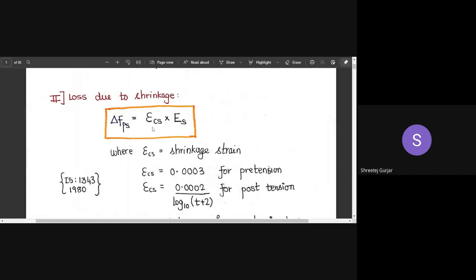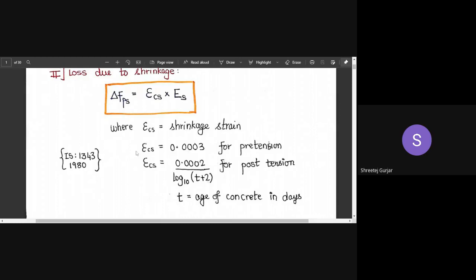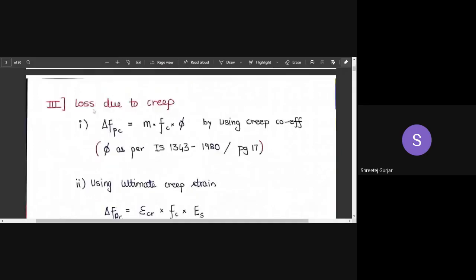Next loss was loss due to shrinkage, wherein we had the shrinkage strain, multiplied by the modulus of elasticity of steel. If you multiply that, you will get loss due to shrinkage. So we have two different formulas, one for pre-tension and one for post-tension. Remember this formula.